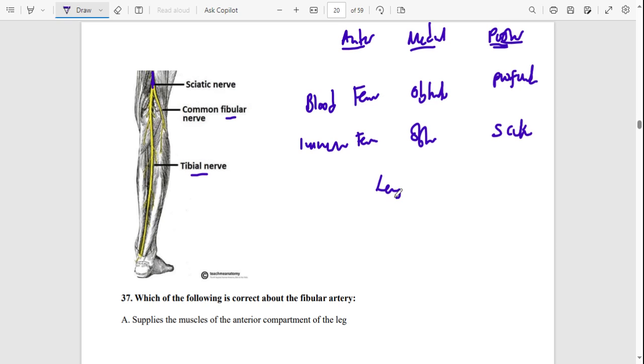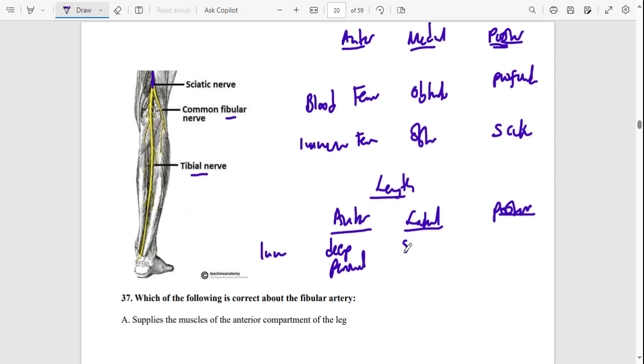And then if you go now to the leg, it is also divided into the anterior compartment, the lateral compartment, and also the posterior compartment. So looking at the innervation to the leg, anteriorly, what will innervate the front of the leg is the deep peroneal nerve. Deep peroneal is also known as deep fibula. And then the lateral compartment is by the superficial peroneal or the superficial fibula.